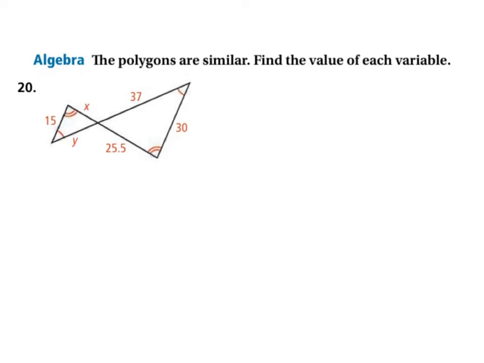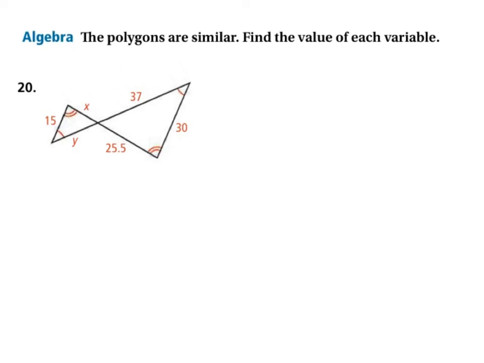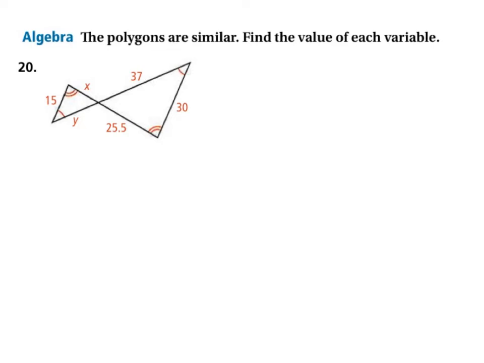But here we go. The polygons are similar. I'm going to bring this up a little bit and find the value of each variable. We're dealing with triangles, so as long as we know that the angles are all congruent, then we know that we're dealing with similar triangles. But they already tell us that we are dealing with a similar pair of triangles. That's going to correspond through the vertical angles theorem, and also the third angles theorem, because we know the first two. I'm just pointing out that you should know that.